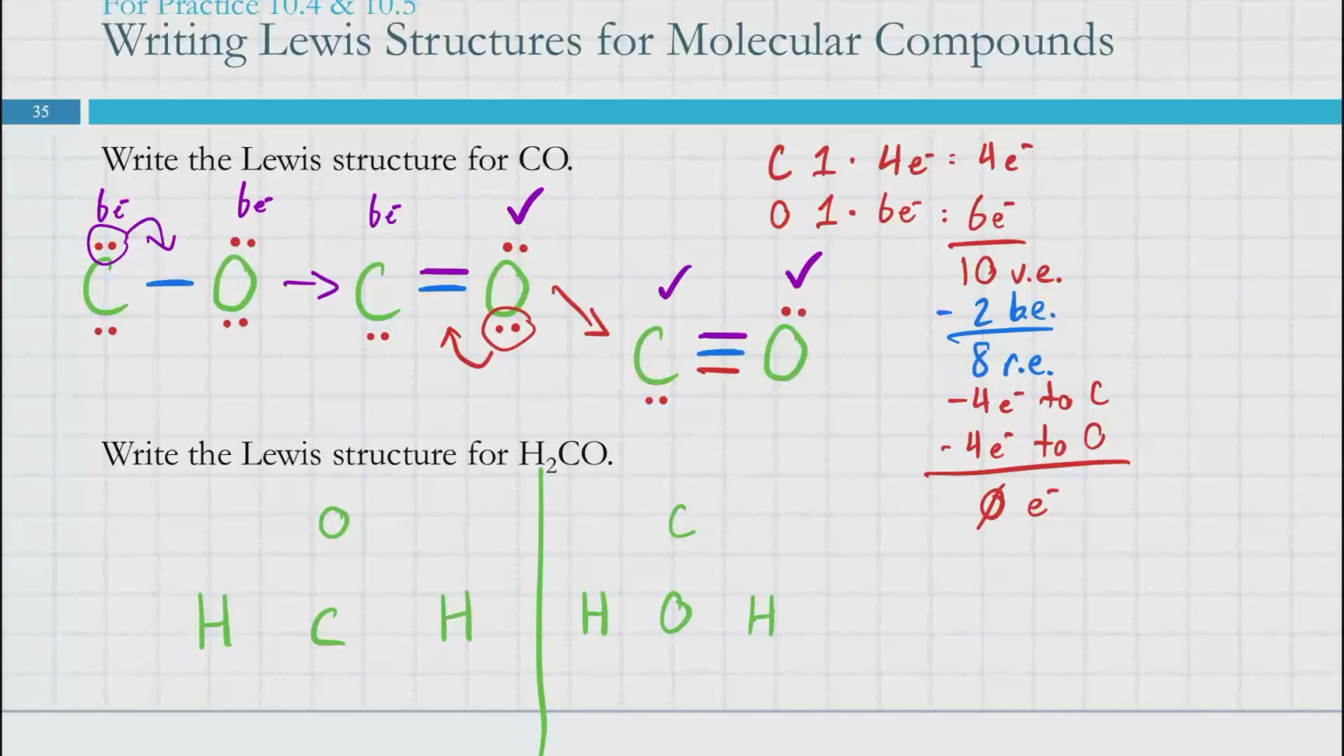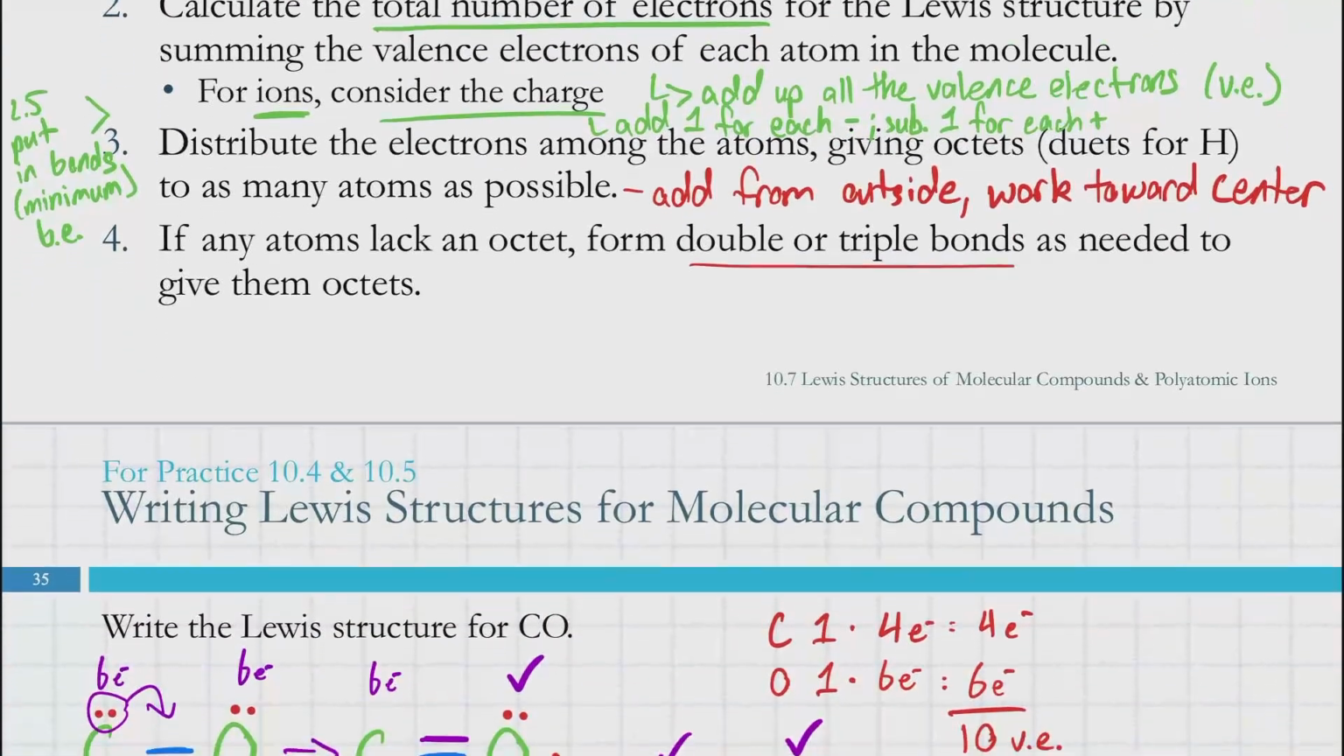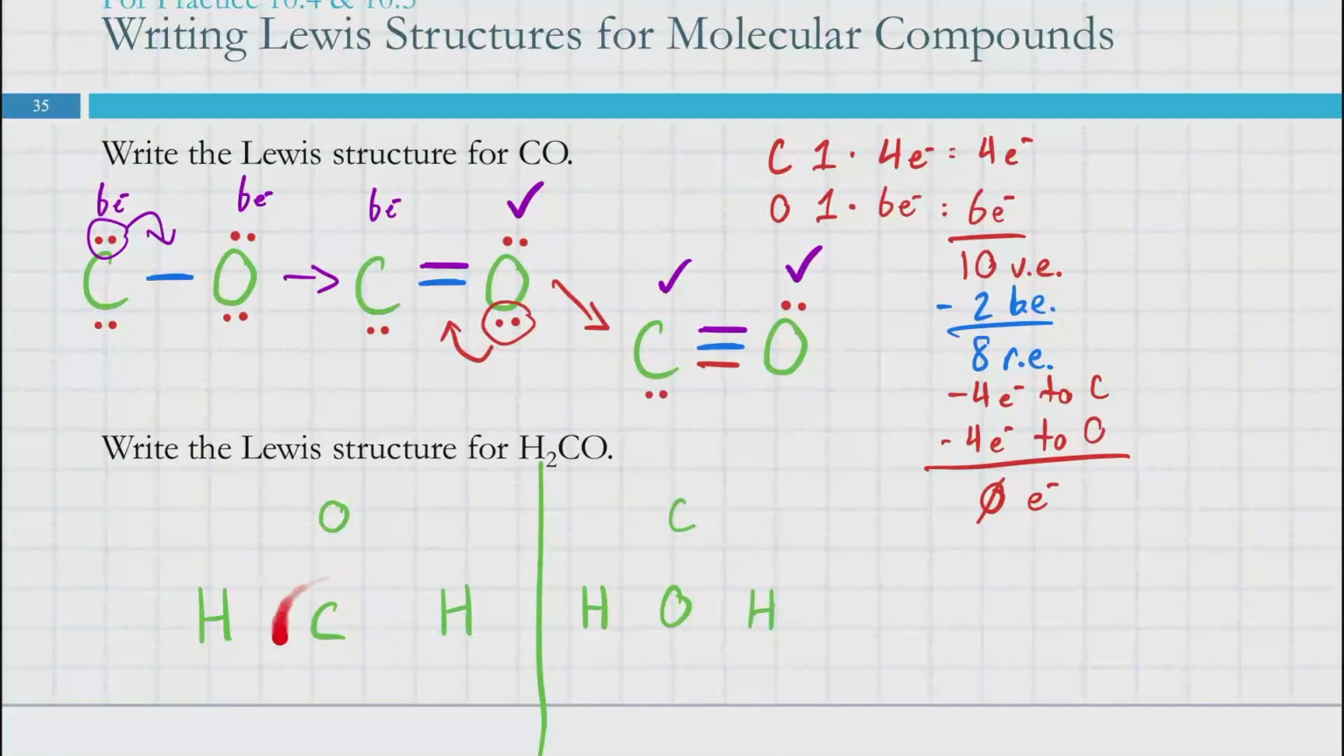So this is where that second little dot under 1, put more electronegative atoms in terminal positions, comes in. If we compare carbon and oxygen, carbon's got an electronegativity value of 2.5, oxygen's got a value of 3.5. Oxygen's closer to fluorine versus carbon. So oxygen, being more electronegative, is going to go in the terminal or outside position. So we can throw out this one on the right, and this HCH, and then the oxygen up above. This is going to be how we start our skeletal structure.